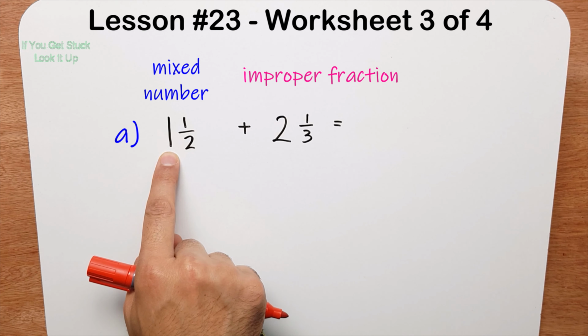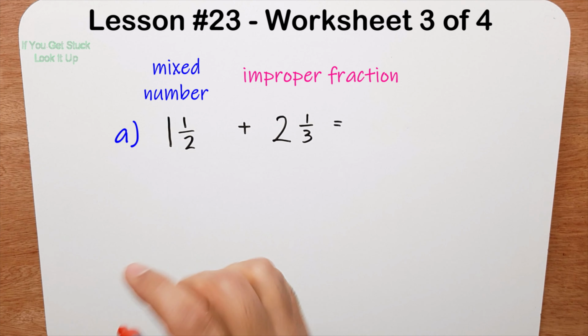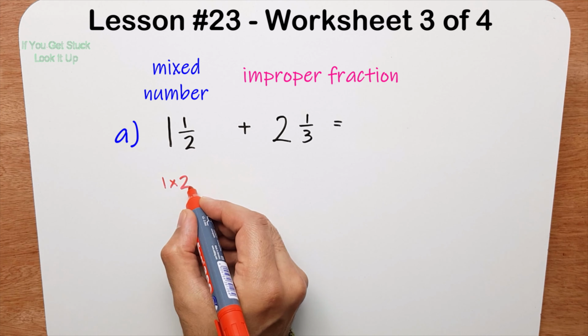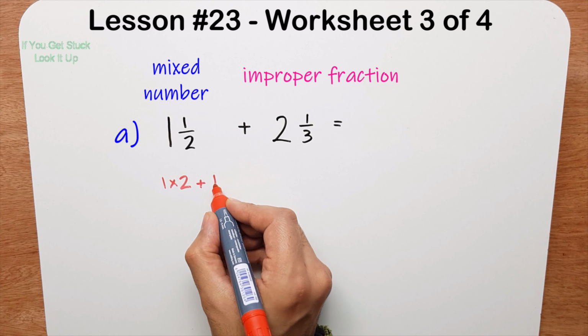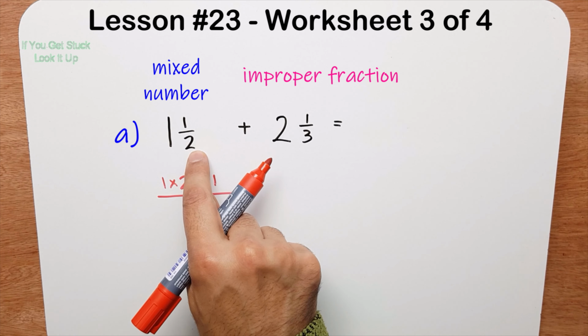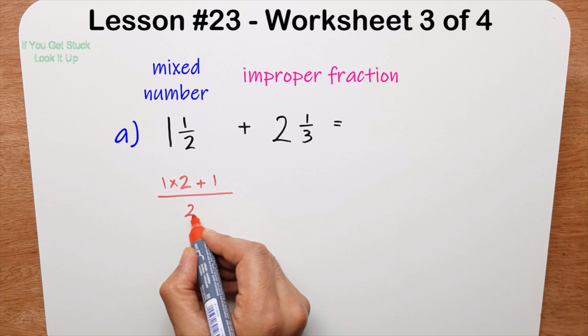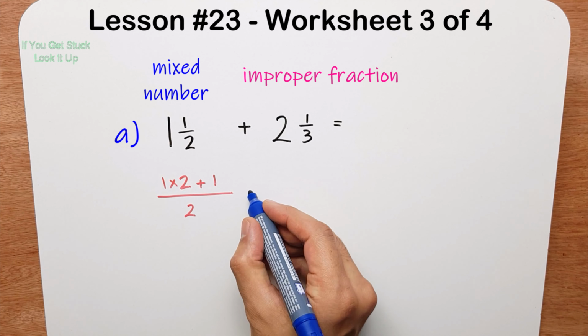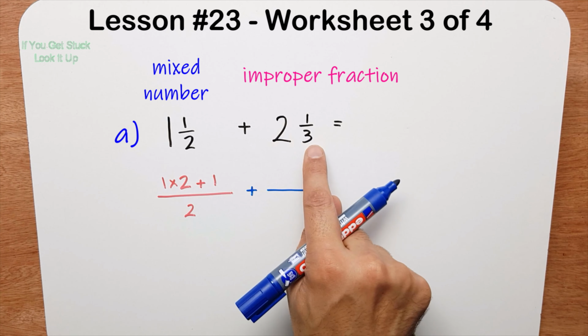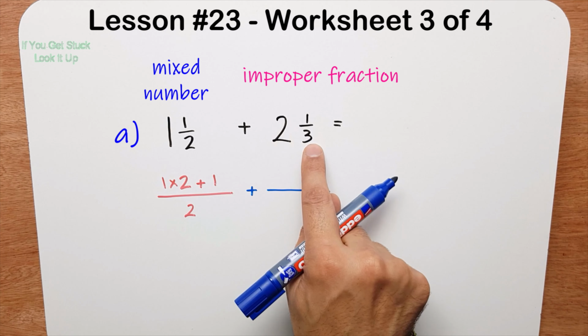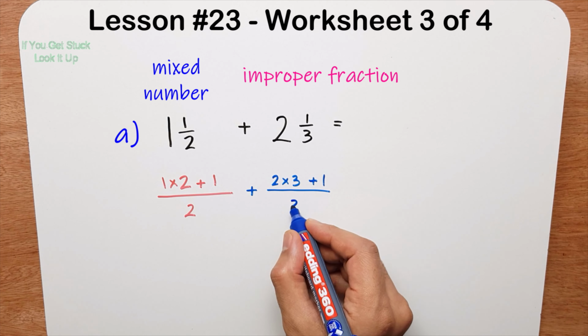So we take the big number and multiply it by the bottom number. 1 times 2, and then we add the top number, plus 1. Fraction line, and this denominator stays the same at the bottom. Plus fraction line, we can do the same thing, the big number times the bottom number. 2 times 3 plus the top number, plus 1. And this denominator stays the same at the bottom, 3.